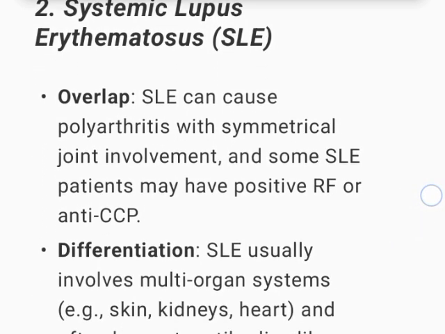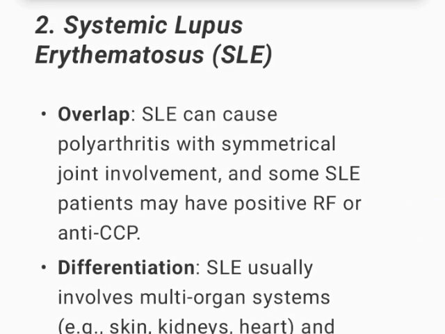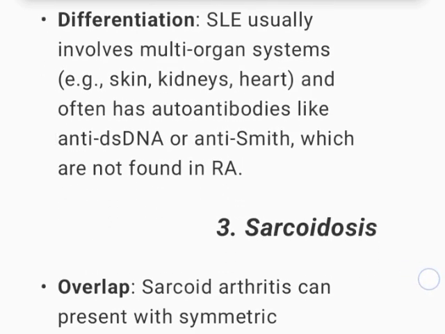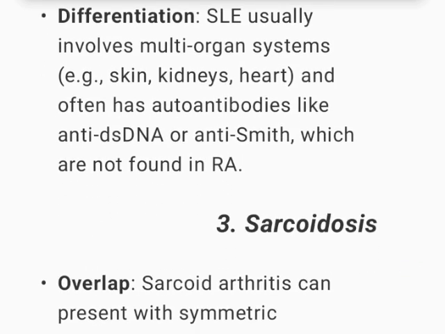2. Systemic lupus erythematosus, SLE. Overlap. SLE can cause polyarthritis with symmetrical joint involvement, and some SLE patients may have positive RF or anti-CCP. SLE usually involves multiple organ systems, e.g., skin, kidneys, heart, and often has autoantibodies like anti-dsDNA or anti-Smith, which are not found in RA.